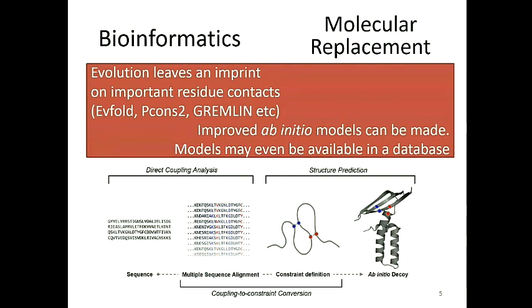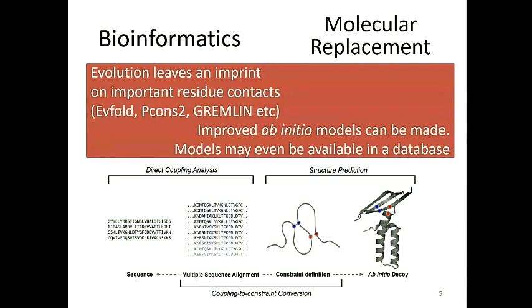So maybe one's allowed to get bigger, but only if the second residue touching it gets smaller at the same time. So there's a kind of compensation. So what this leads to is covariance between positions, and we can recognize that with the appropriate statistics in large sequence alignments.